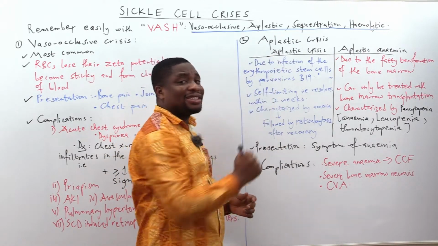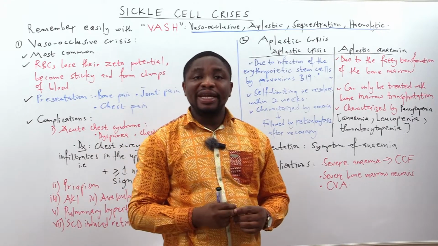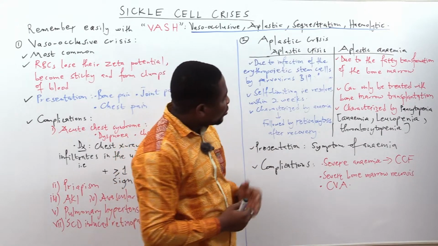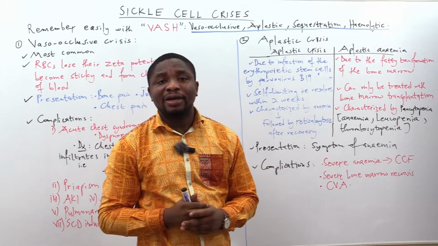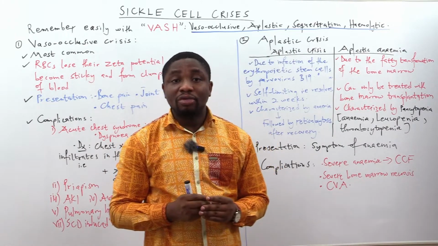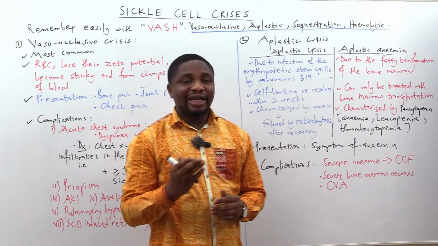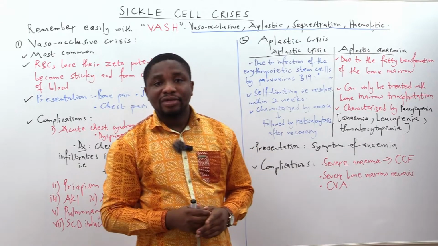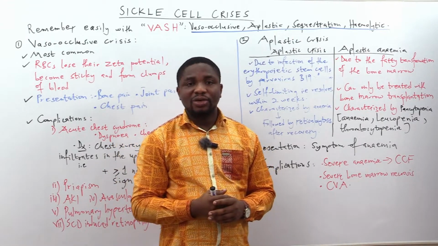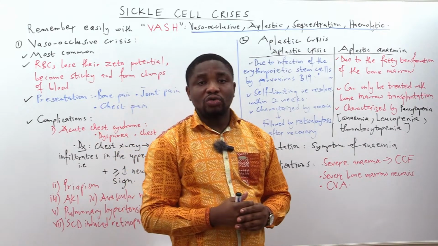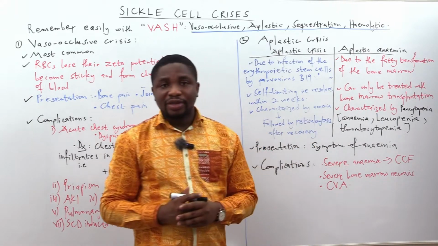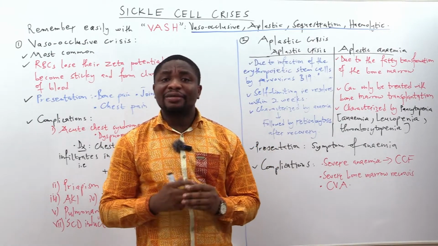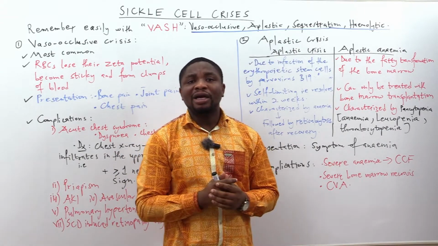Then again, you should know that aplastic crisis is self-limiting, meaning it resolves usually within 2 weeks, specifically 7 to 10 days. What of the aplastic anemia? For aplastic anemia, it can only be treated with bone marrow transplantation. Then again, the aplastic crisis is characterized by anemia. And since we said it is self-limiting, when it resolves, it is quickly followed by reticulocytosis. What of the aplastic anemia? Aplastic anemia is characterized by pancytopenia, that is anemia, leukopenia, and thrombocytopenia.